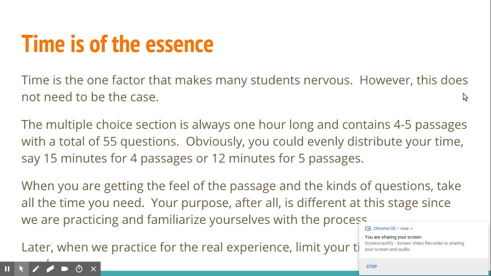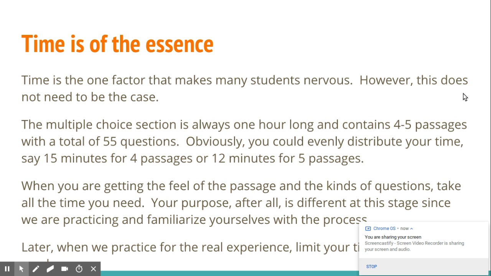The multiple choice section is always going to be an hour long. It's always going to contain 4 to 5 passages with a total of 55 questions. So if you think about it logistically, you could evenly distribute your time, say 15 minutes for 4 passages or 12 minutes for 5 passages. Think about time and stay on pace. When you feel like you're getting the feel for the passage and the kind of questions, you can take all the time that you need. After all, your purpose is different at this stage, since we're practicing and familiarizing yourself with the process.